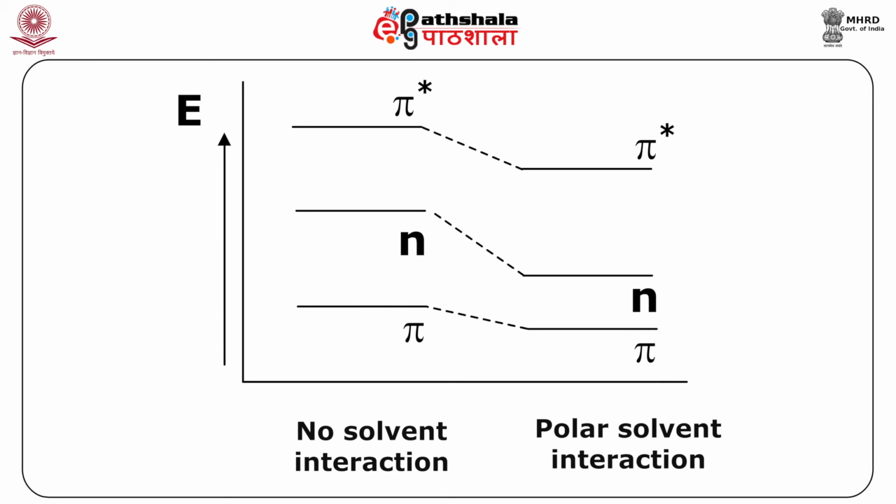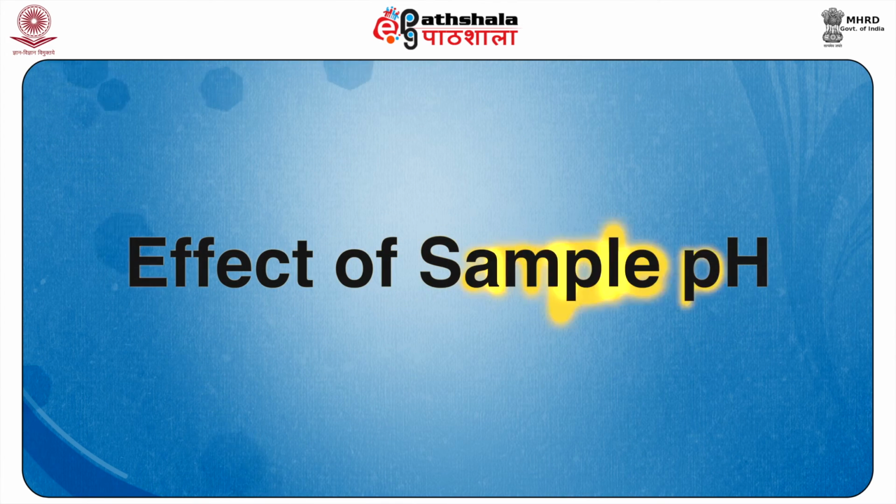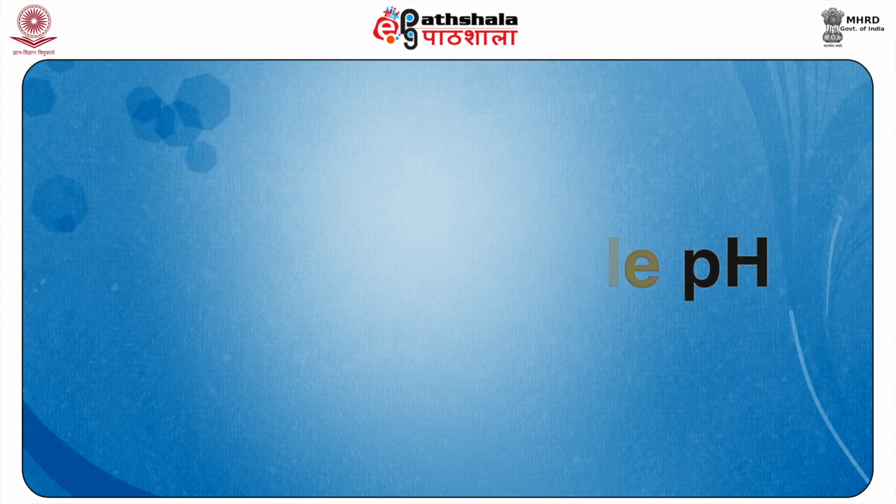Therefore, absorption maximum resulting from the n to pi star transitions are shifted to shorter wavelength, that is, a blue shift is observed with increasing solvent polarity. Now, this can be clearly seen with the no solvent interaction and the polar solvent interaction with the energy level diagram shown here. Now, next comes the effect of sample pH on the UV visibles.